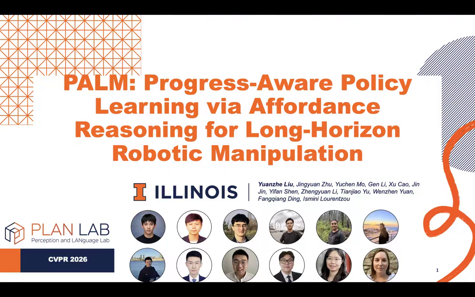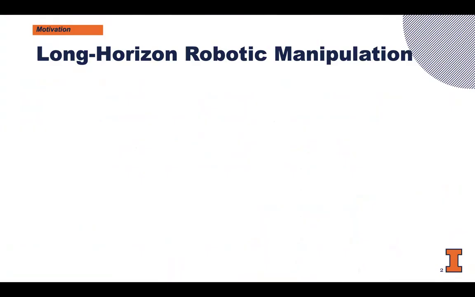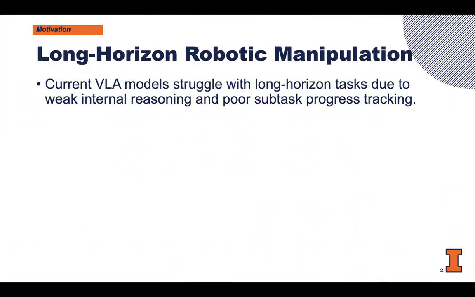Hi everyone, we are presenting PALM, Progress Aware Policy Learning via Affordance Reasoning for Long Horizon Robotic Manipulation, our CVPR 2026 paper. I want to start with the motivation of why long horizon is hard. So vision language action models work on short tasks, but break down on long multi-step manipulation. And we have two failure patterns.